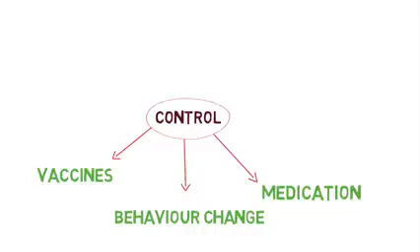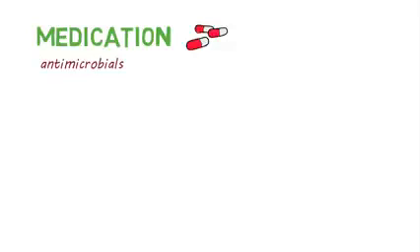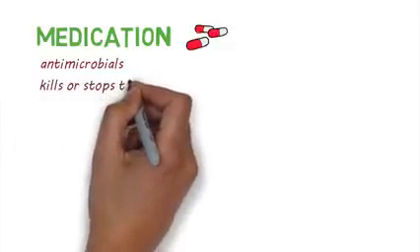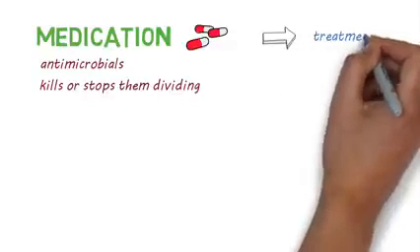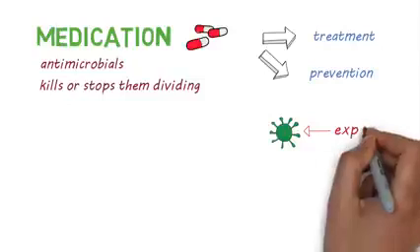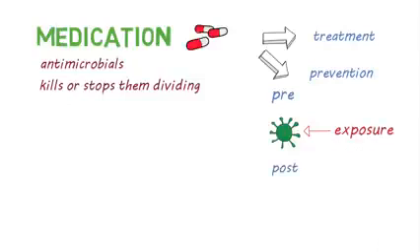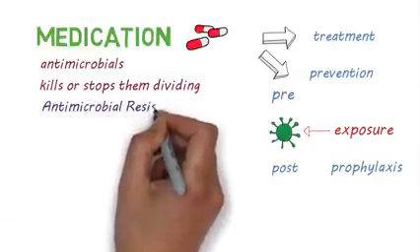Medication has been one of the mainstays of managing infectious diseases. Antimicrobial medication work by either killing the microorganisms or inhibiting the replication. They're not only used in treating diseases, but in some situations can also be used to prevent infections before or after being exposed to a disease. Pre- and post-exposure prophylaxis.